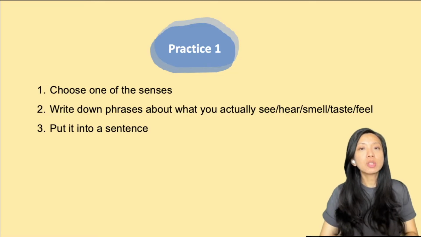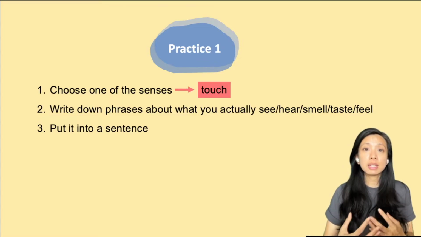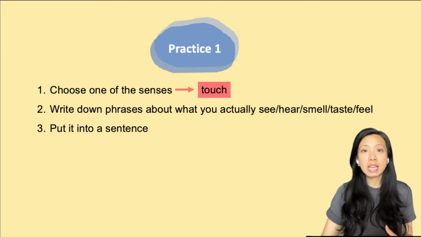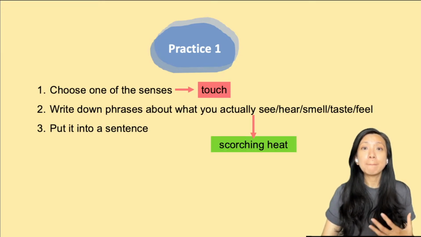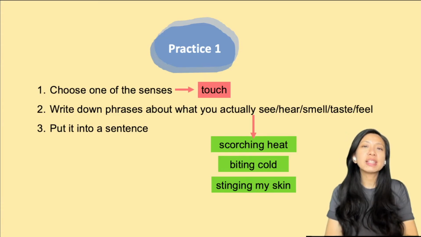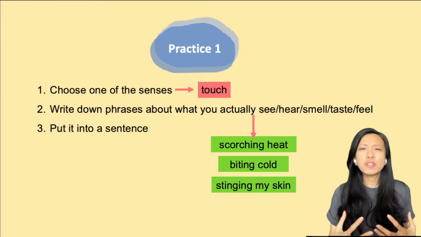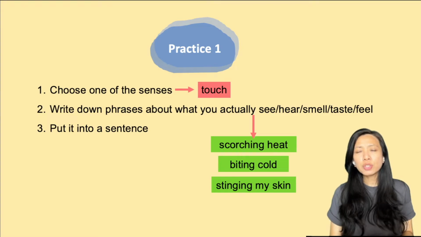Okay, I hope you've done that. So I'm going to go through my example with you. I have chosen the sense touch, and some of the phrases that I came up with are scorching heat, biting cold, stinging my skin. All these things are actually things that I would feel. For example, if I'm under the sun, I wouldn't say, oh, it feels hot. I would rather describe the scorching heat. So out of these three, I think I'm going to use stinging my skin.